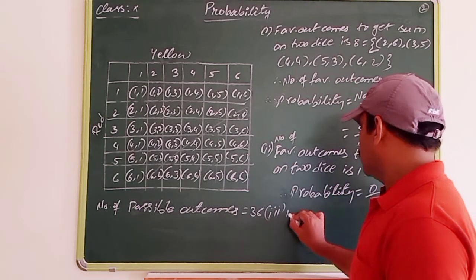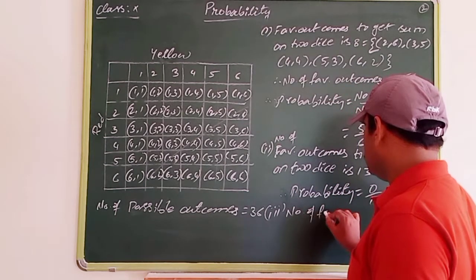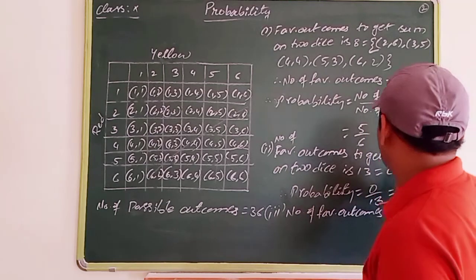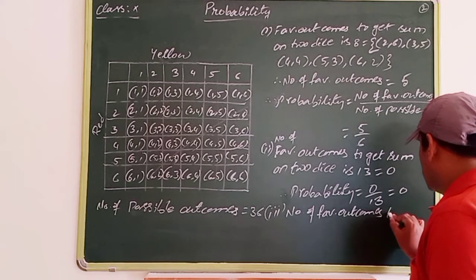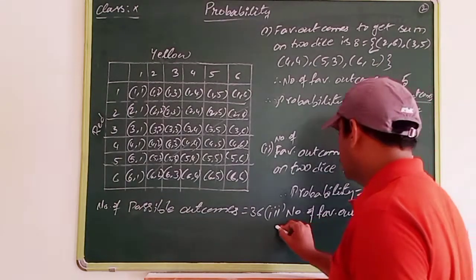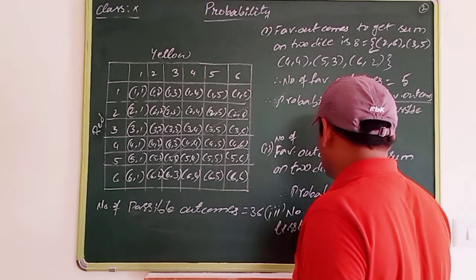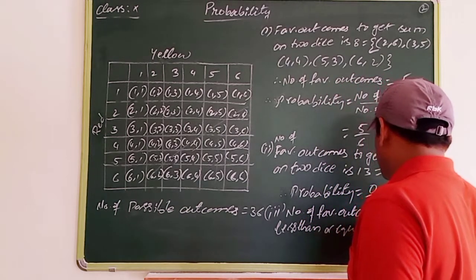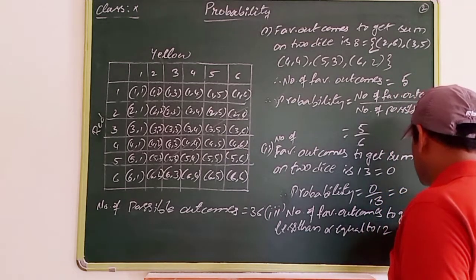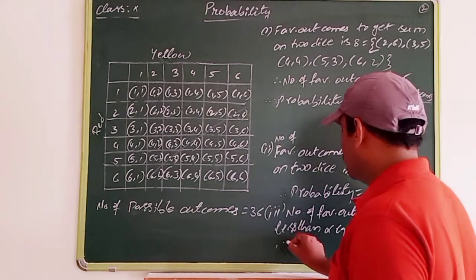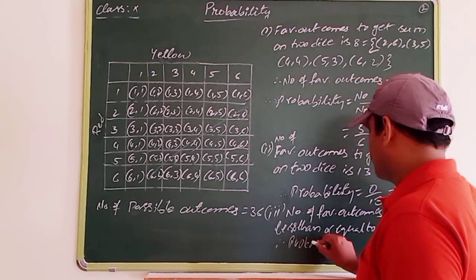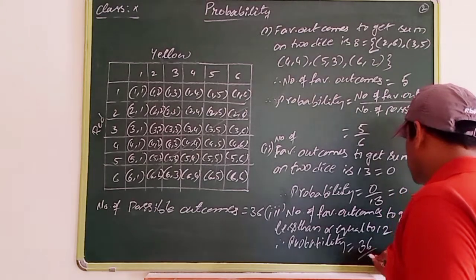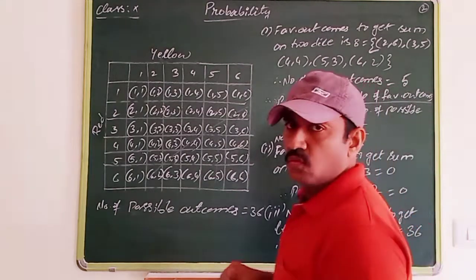So the number of favorable outcomes to get less than or equal to 12 is equal to 36. Therefore, the probability is 36 by 36, which is equal to 1. That is the answer.